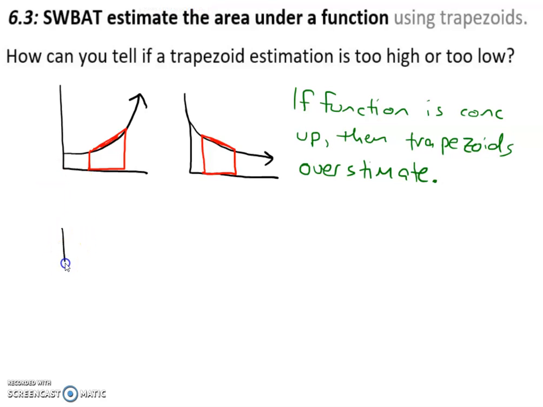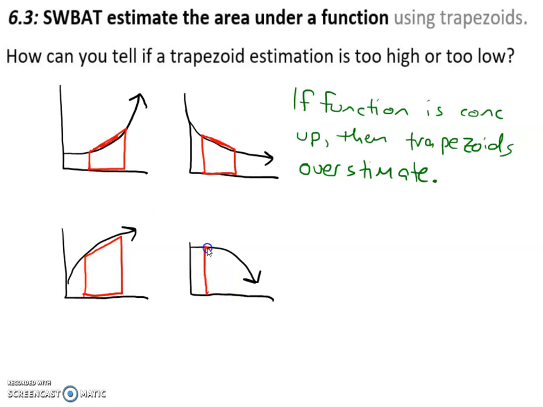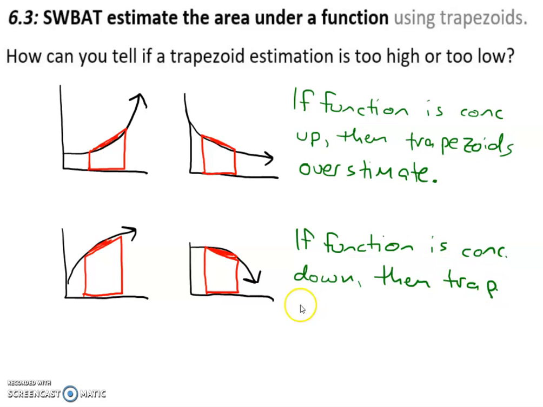We're going to do the exact same thing going the other way and come to the opposite conclusion. So I'm going to draw a graph that is increasing but concave down, and another graph this time that's decreasing but concave down. And when you draw trapezoids in here, you're going to see that these trapezoids are all slight underestimates. In this case, it misses that little area. In this case, it misses this little area. So our final conclusion here is if a function is concave down, then trapezoids underestimate the area. And that is it.